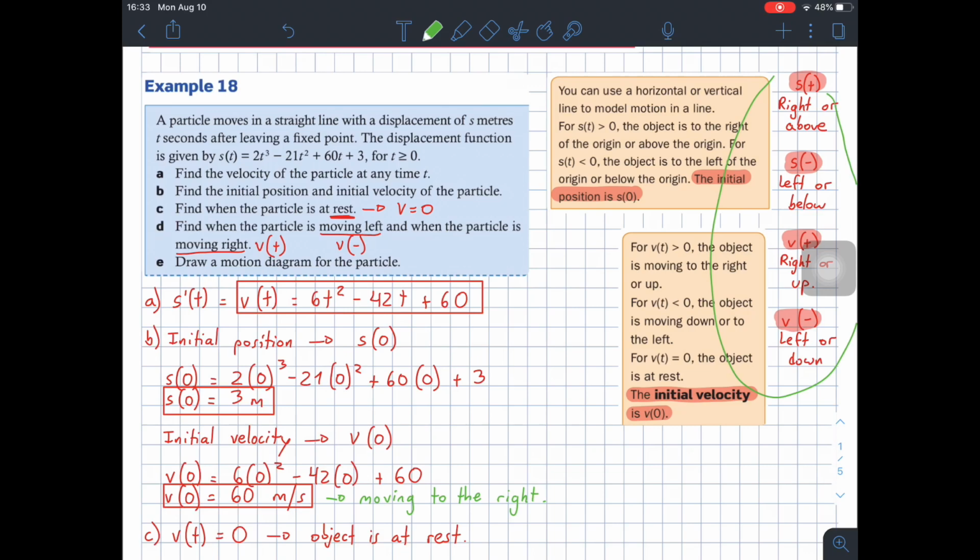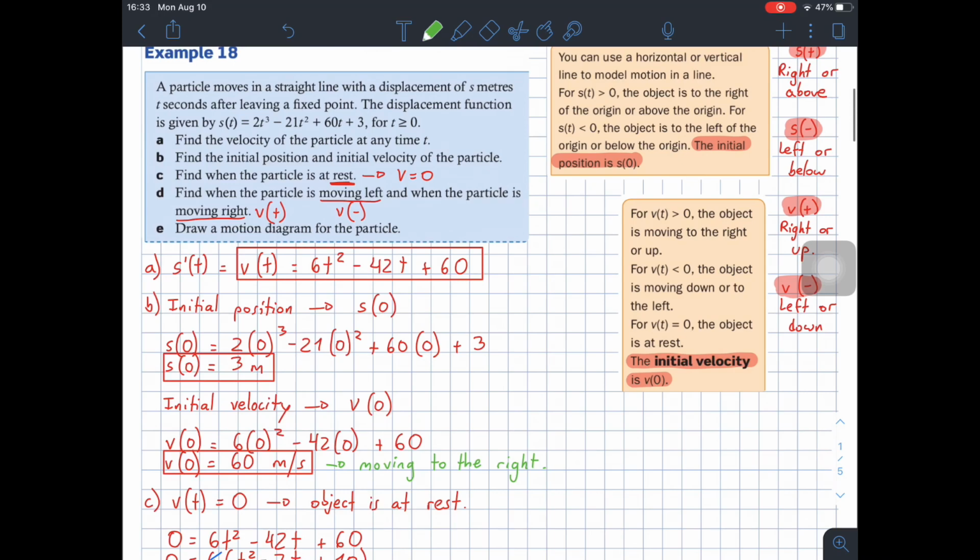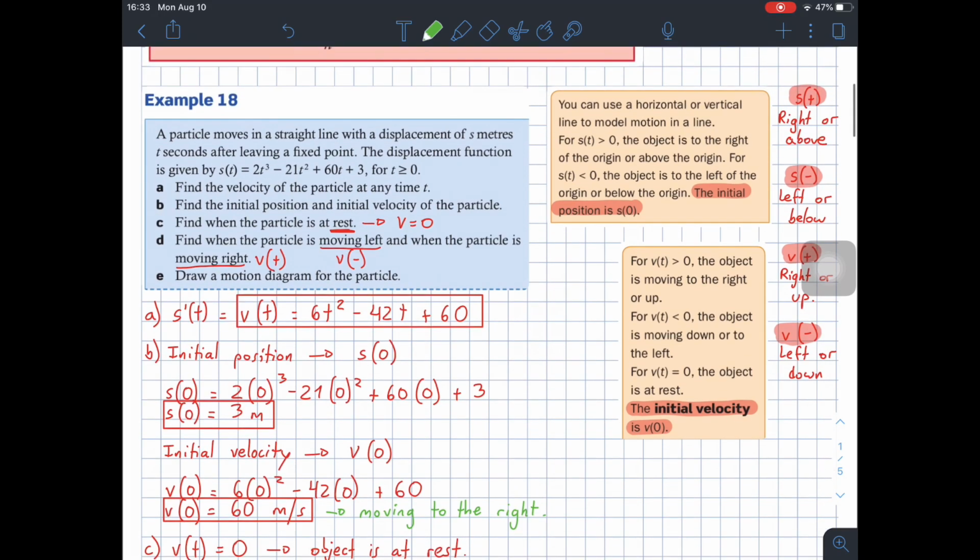Remember the sign rules. If we talk about positive displacement or positive velocity, we're talking about being at an initial position to the right, or having a positive velocity, which means that the object is moving to the right or up. And if we talk about negative position, we say that the object is either to the left or down with respect to the origin. And if the velocity is negative, it means that the object is moving to the left or down, depending on the situation.